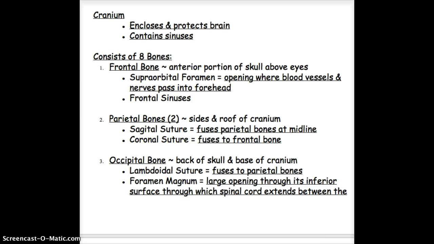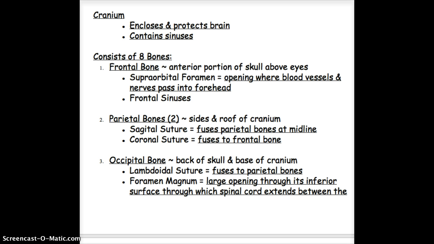Going back to the far back of your skull, you have the occipital bone. The base of the cranium, the back of the skull. And again, there's names for the sutures, which are the joints between these flat bones of your skull. Lambdoidal suture fuses to the parietal bones.